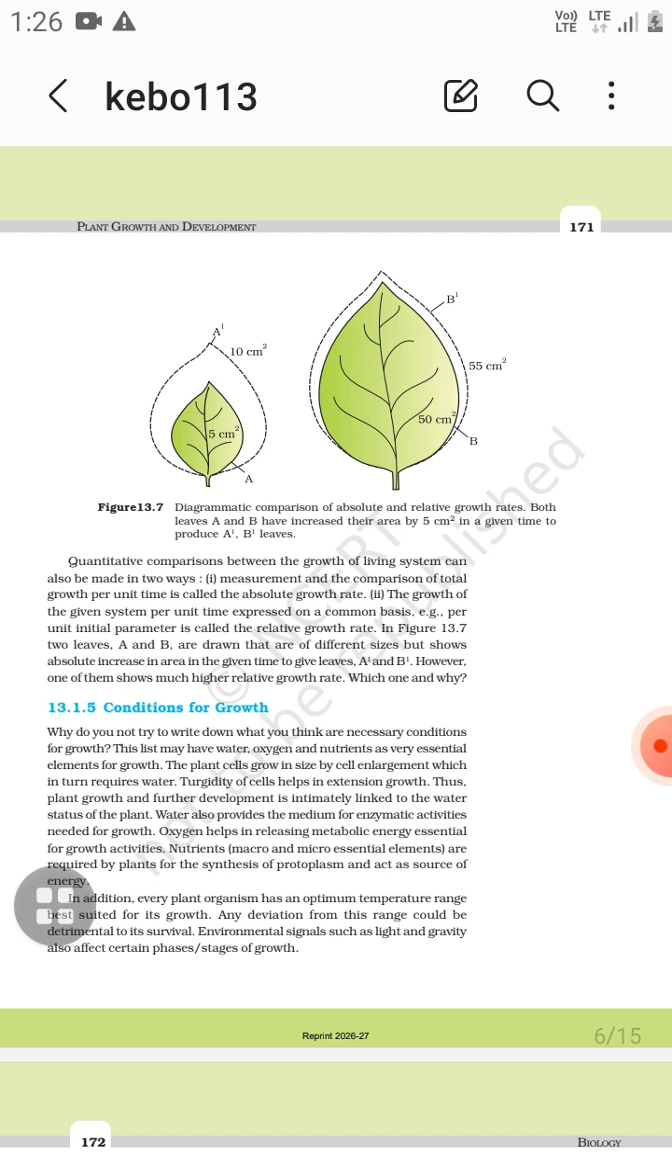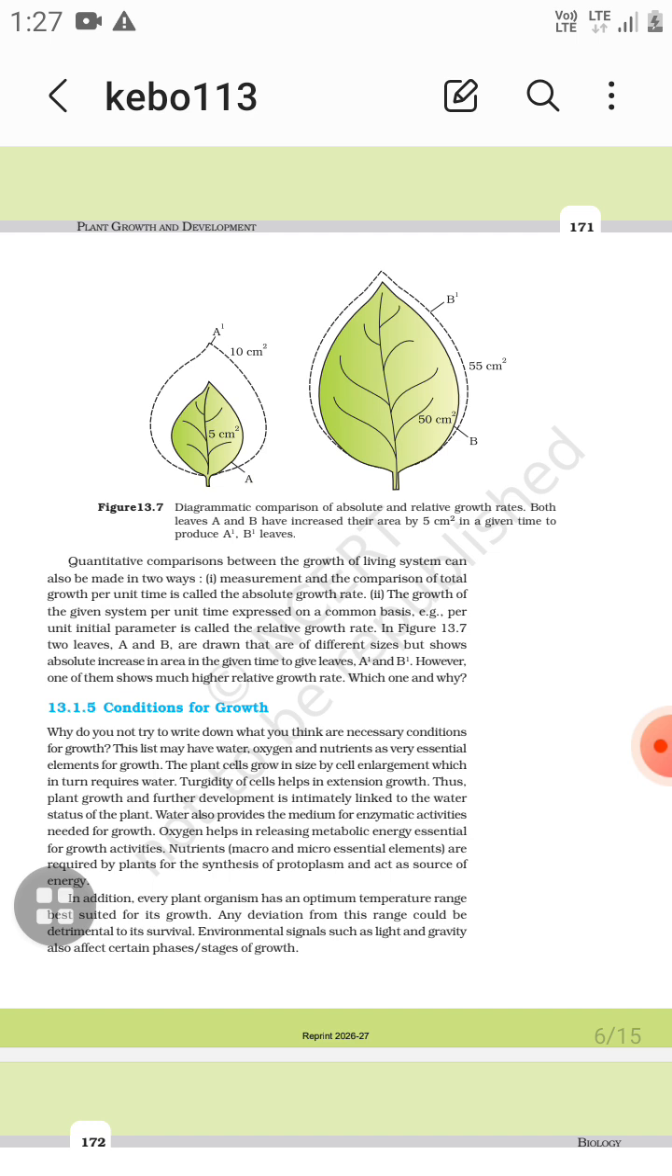As you see, two leaves A and B are drawn that are different sizes but show the same absolute increase in area in the given time to give leaves A dash and B dash. However, one of them shows a much higher relative growth rate. Which one and why?